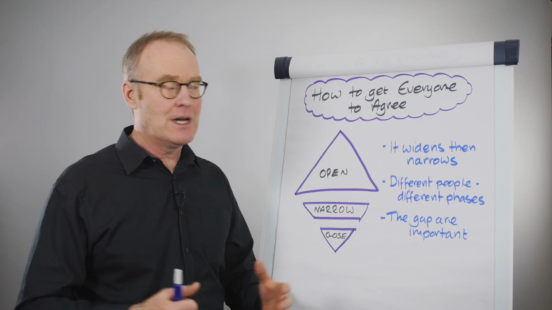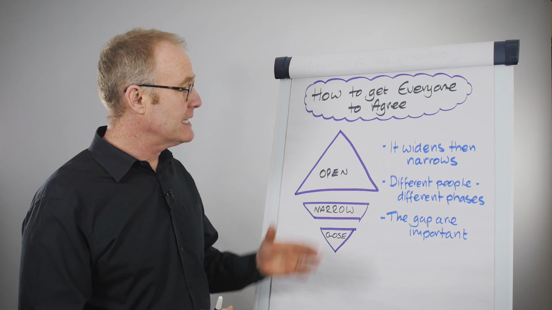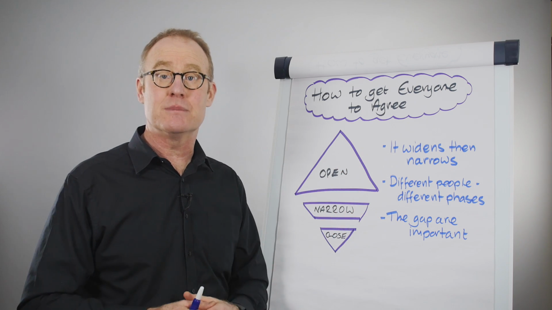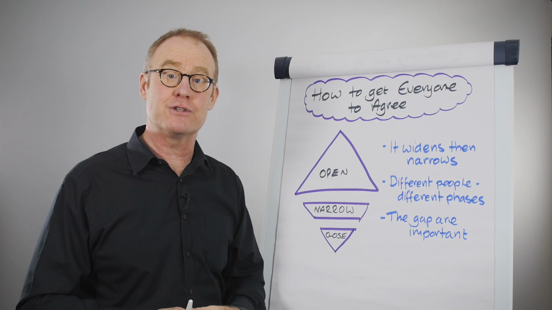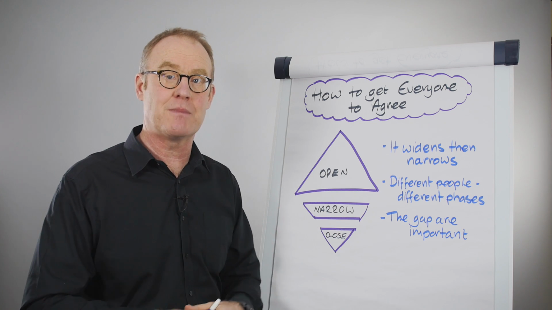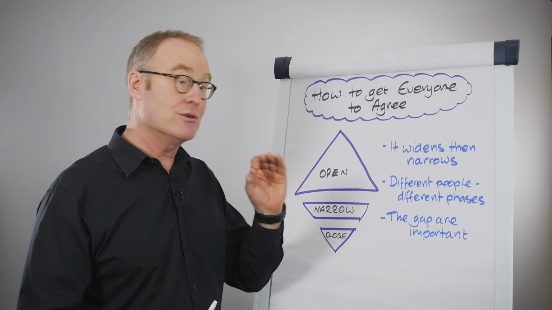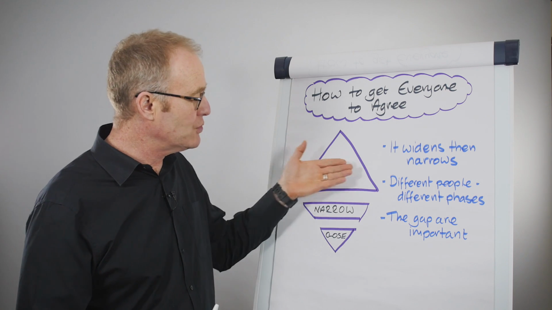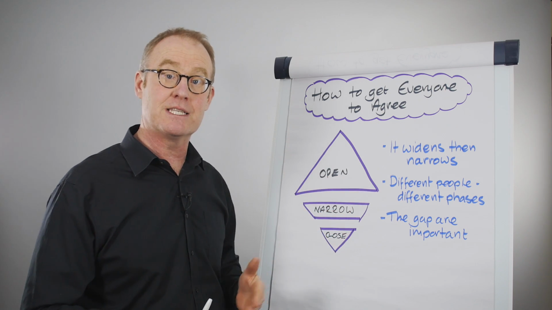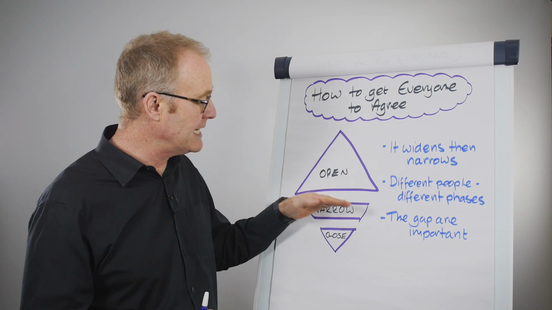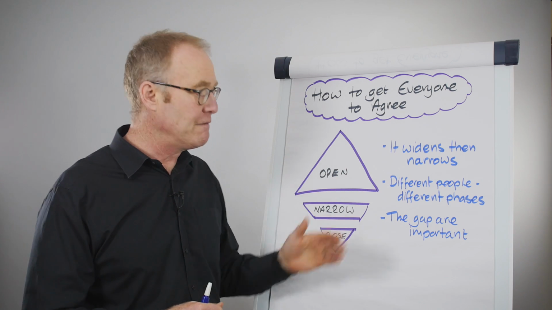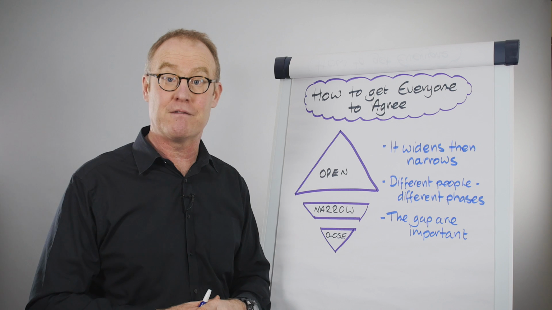So I have a call to action for you. Take this model and teach it to your teams, teach it to your people, describe to them how you're going to work through the process of ideas generation and decision making. And secondly, when you do work through the process, make sure you signpost the different phases. Now we're in the opening phase. Okay, that's finished, that's all the ideas. Now we're in the narrowing phase. And finally, we're moving on to decision making phase.